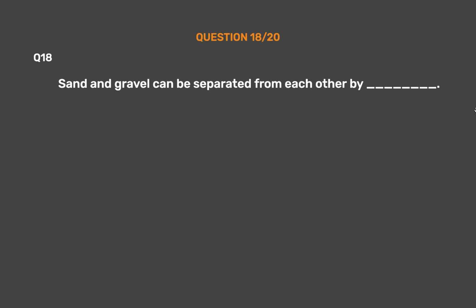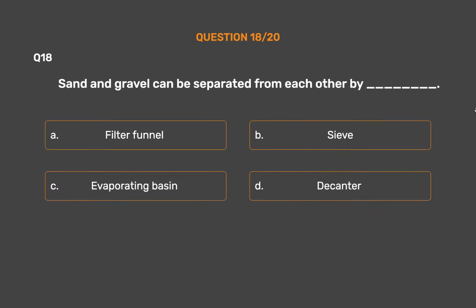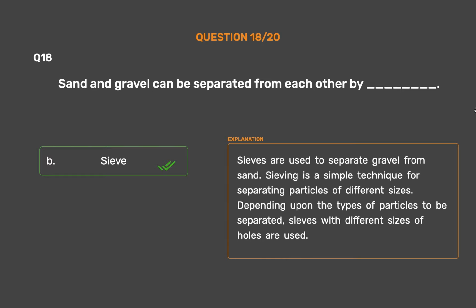Question number 18. Sand and gravel can be separated from each other by ______. Option A. Filter funnel. Option B. Sieve. Option C. Evaporating basin. Option D. Decanter. The correct answer is Option B. Sieve. Sieves are used to separate gravel from sand. Sieving is a simple technique for separating particles of different sizes. Depending upon the types of particles to be separated, sieves with different sizes of holes are used.